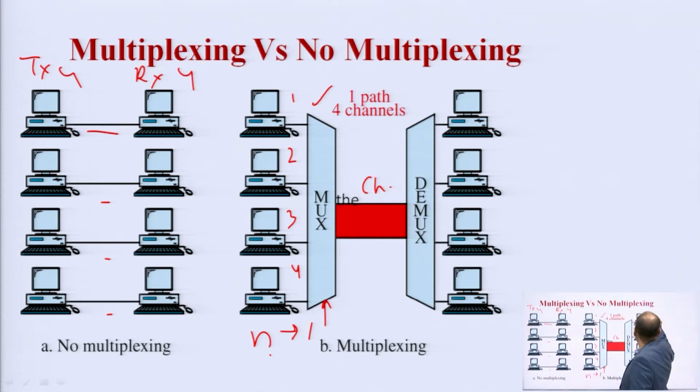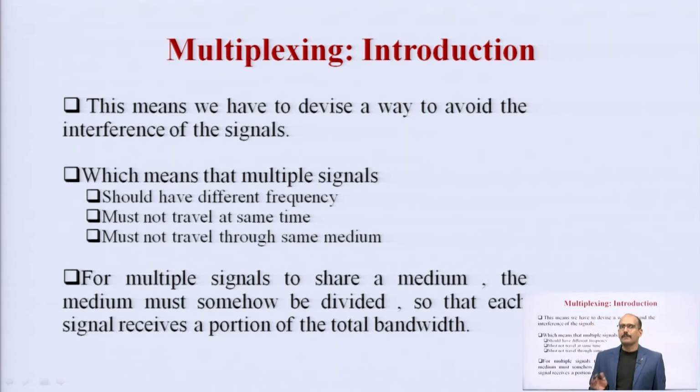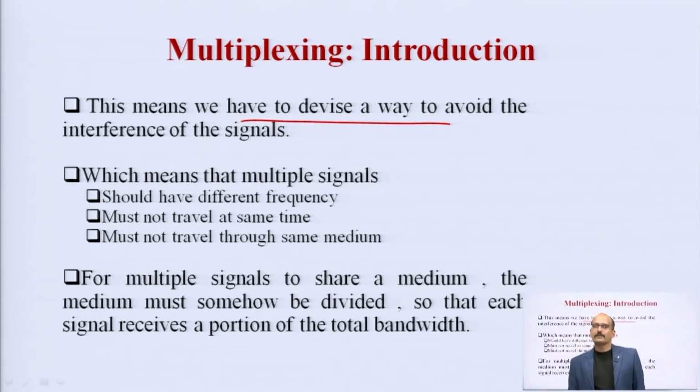At the receiver side, the reverse phenomenon is going to happen, that is demultiplexing. Here the input is 1 and that is going to be selected onto the desired user part or the desired user channel. So, basically this is showing multiplexing versus no multiplexing. This is the basic introduction: we have to devise a way to avoid the interference of the signals.